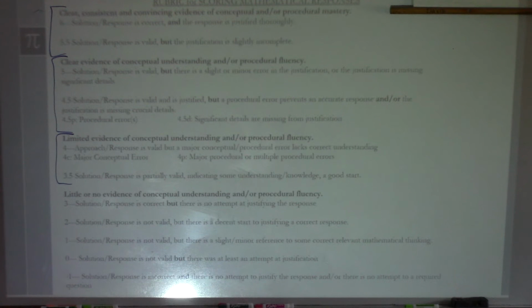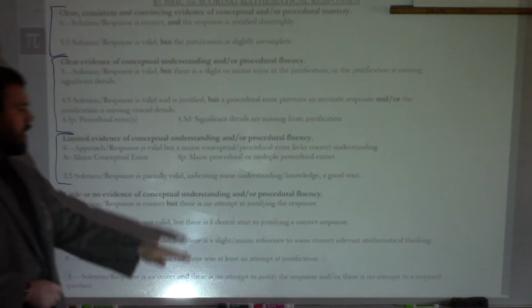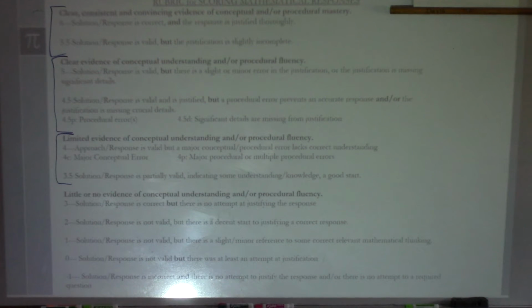If you look at this rubric at the very bottom, what is the lowest score you can earn? -1, which seems harsh. But read what a -1 is. Solution or response is incorrect, and there's no attempt to justify the response, or there's no attempt. So basically the whole problem wrong. If you leave it blank, you're automatically at a -1. If you just write down a numerical answer and no justification, or you circle a multiple choice answer and no justification, and your multiple choice answer is wrong, you're looking at a -1.